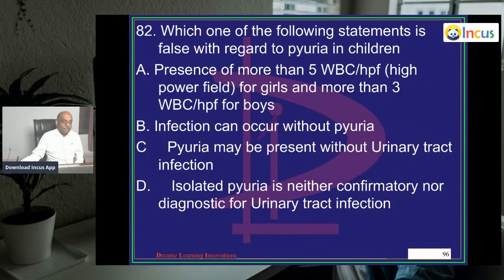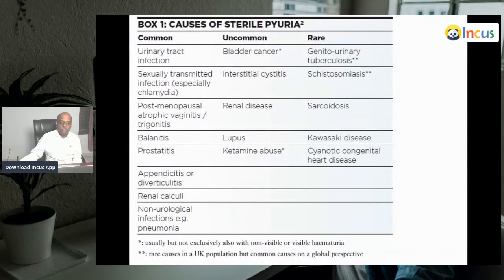Pyuria. There can be infection without pyuria, and there can be pyuria without infection. Pyuria without infection is called sterile pyuria. And you should know what the causes of sterile pyuria are. Common causes first.